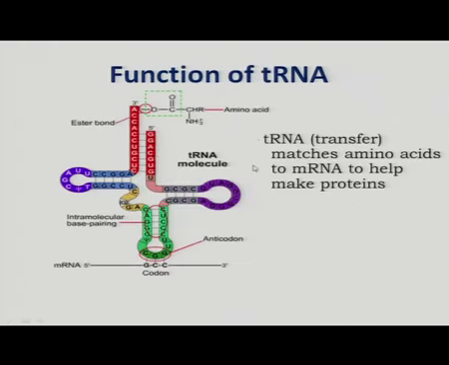Function of transfer RNA, as I explained earlier also, transfer RNA helps the messenger RNA to make the protein. Whenever the messenger RNA gives the signal, gives the codes for the protein, the particular transfer RNA will bring a particular type of amino acid during the protein synthesis. The detail of this we will discuss in the coming sessions.